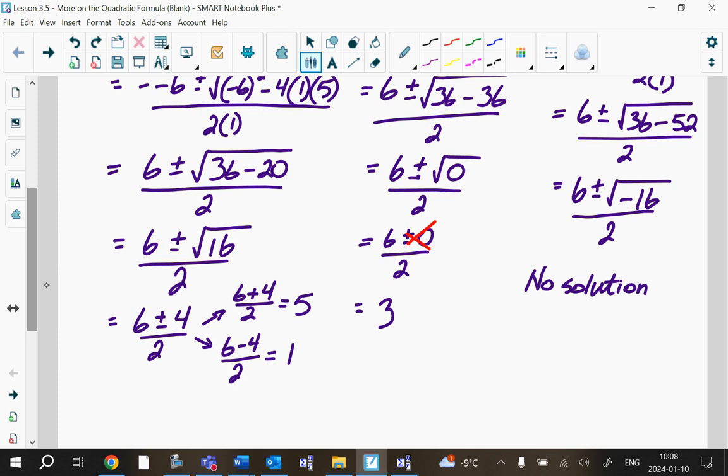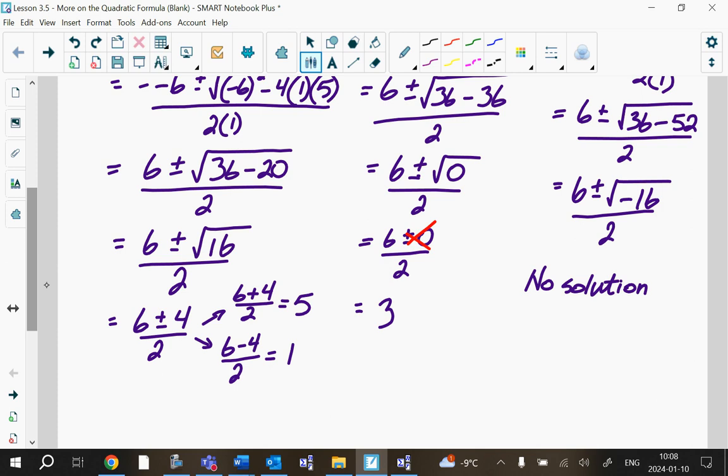Rita? Look what's inside the square root. Okay. When we got 16, a positive number, there were 2 solutions. When we got 0, how many were there? 1. When we got a negative answer, there were none.